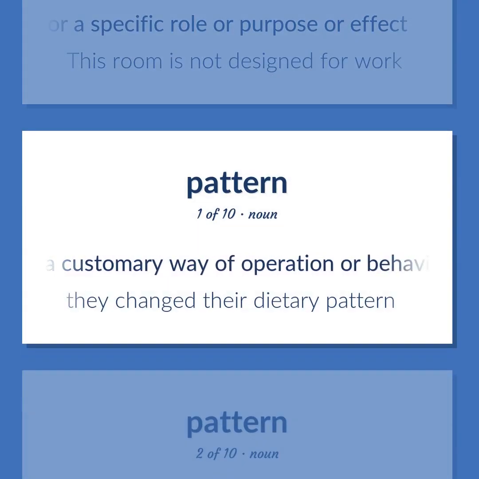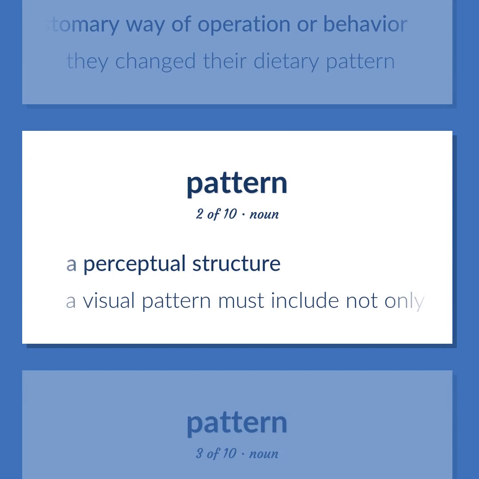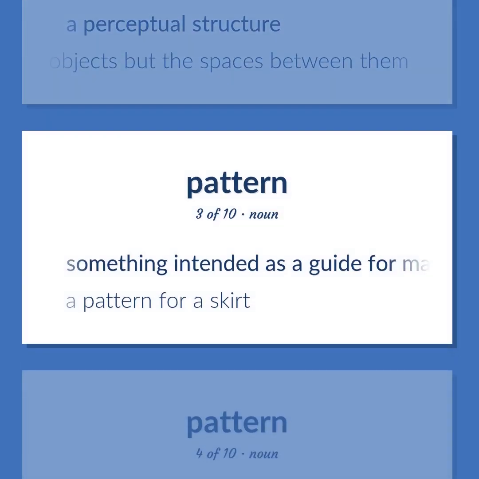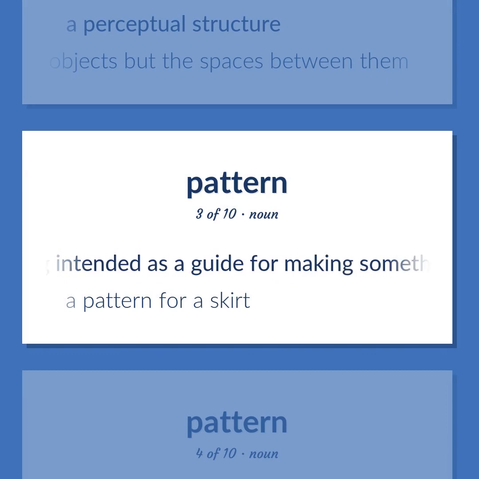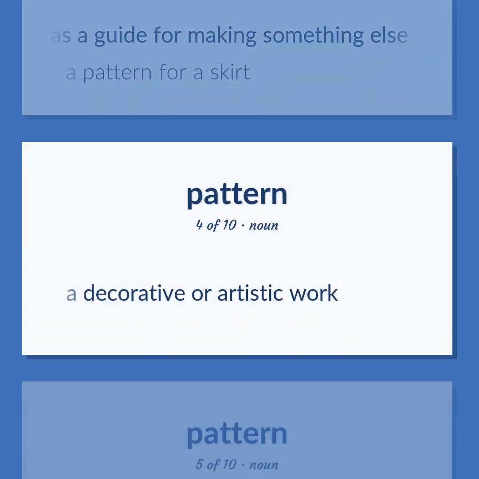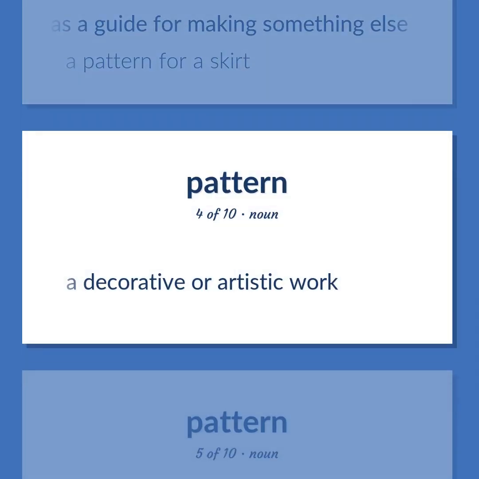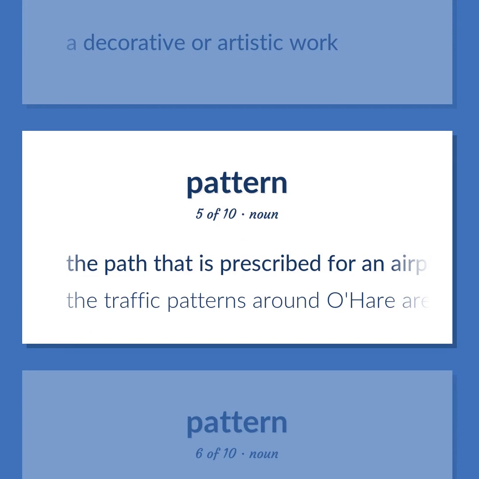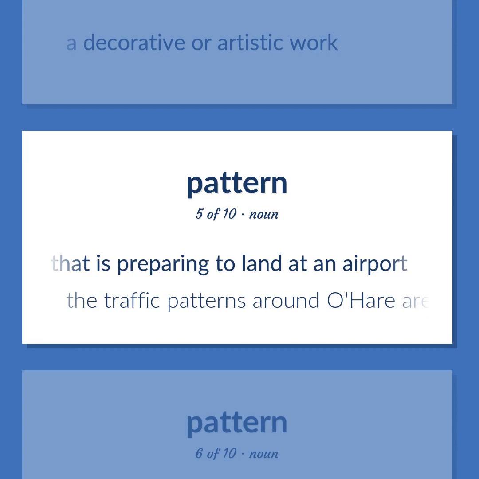A customary way of operation or behavior. They changed their dietary pattern. A perceptual structure. A visual pattern must include not only objects but the spaces between them. Something intended as a guide for making something else. A pattern for a skirt. A decorative or artistic work. The path that is prescribed for an airplane that is preparing to land at an airport. The traffic patterns around O'Hare are very crowded.